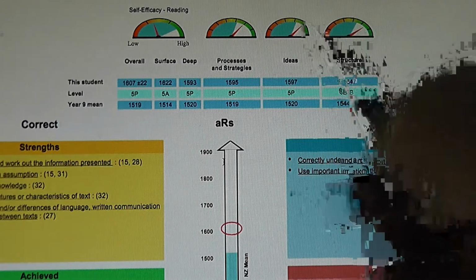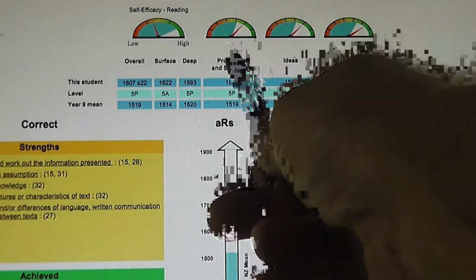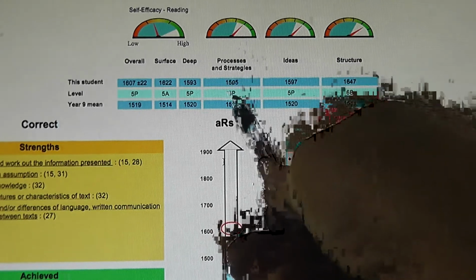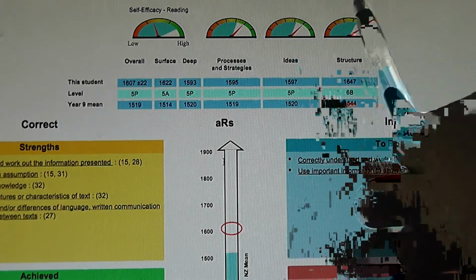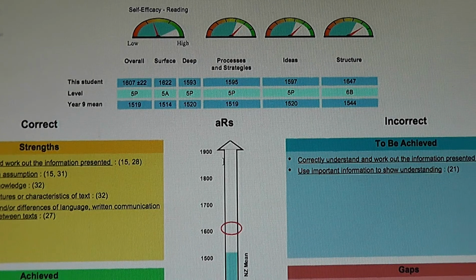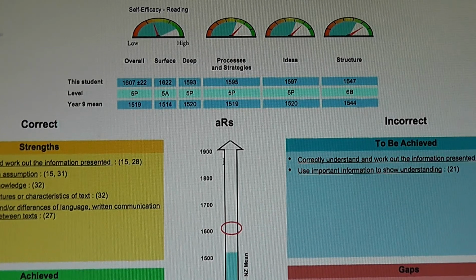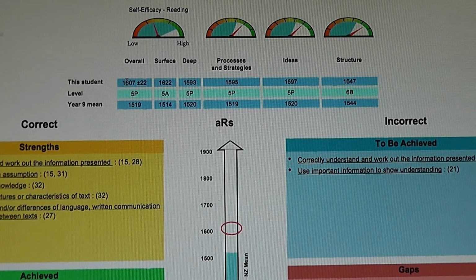However, for the other 3 indicators, the speedo is well past the average, so it indicates that she's better at processes and strategies, better at ideas, and better at structure, which were the 3 that we used in that test. We use 3 slightly different ones now, but that's what the speedos mean, and the evidence for that numerically and sub-level wise is these bits and pieces underneath here. So overall the student is 1607. They say it's a little bit notional because it's plus or minus 22. The surface features is 1622 and the deep features is 1593.